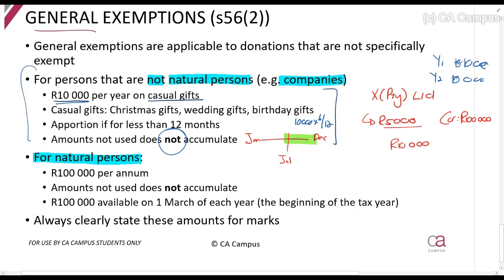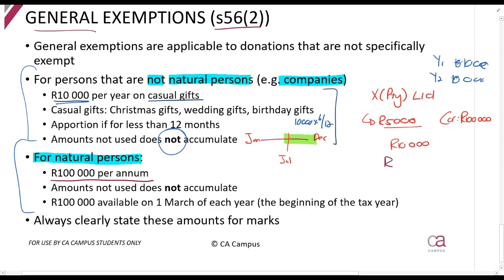Right, guys, this is not as common, much more common for natural persons. So you and I, remember I asked you, why aren't you paying donations tax if you're giving people Christmas gifts and birthday gifts? It's because of the 100,000 rands per annum exemption. Right, this is discussed in section 56(2). If you're a natural person, you and me, you can donate up to 100,000 rands a year and you will not have any donations tax on it.